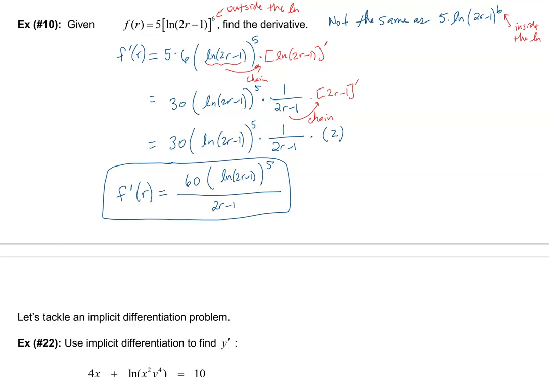The next problem, as you can see at the bottom of the screen, is implicit differentiation. And it's a pretty big problem. It goes up several notches at once.